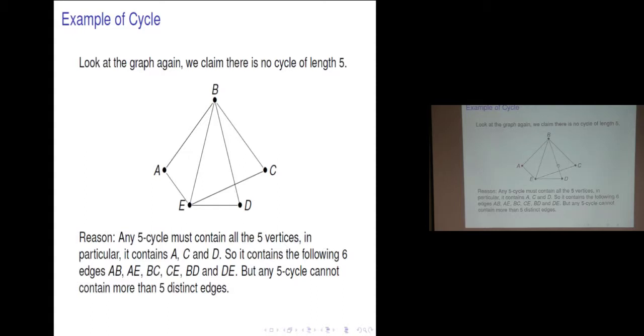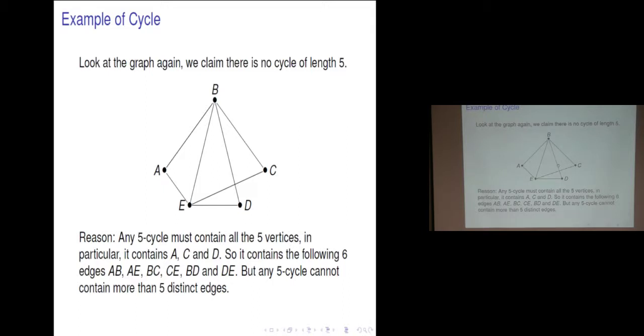But what is so special about A, C, and D? If you enter, you have to go out, right? So if you arrive at A, the only way to arrive at A is you travel EA or BA, right? So if you visit A, C, and D, you have to visit these pairs of edges: AB and AE, or BC and CE, or BD and DE. Otherwise, there's no way to enter. So you have to hit 6 edges, right? But any cycle with length 5 cannot have length 6. So that's the simple argument.